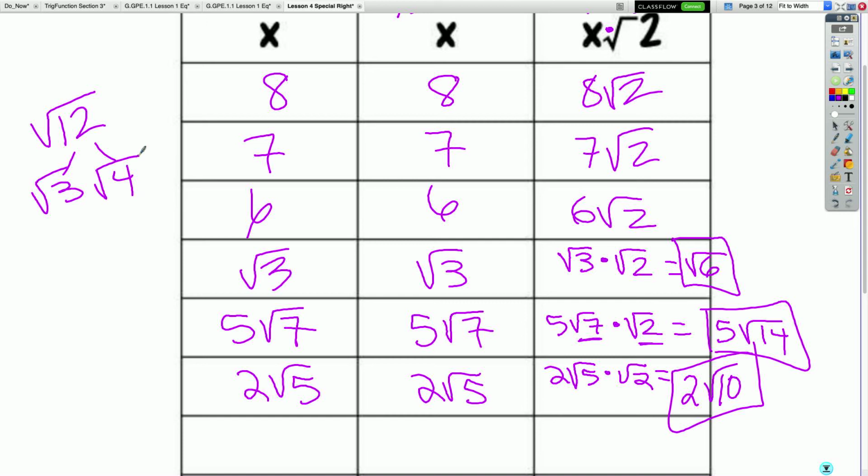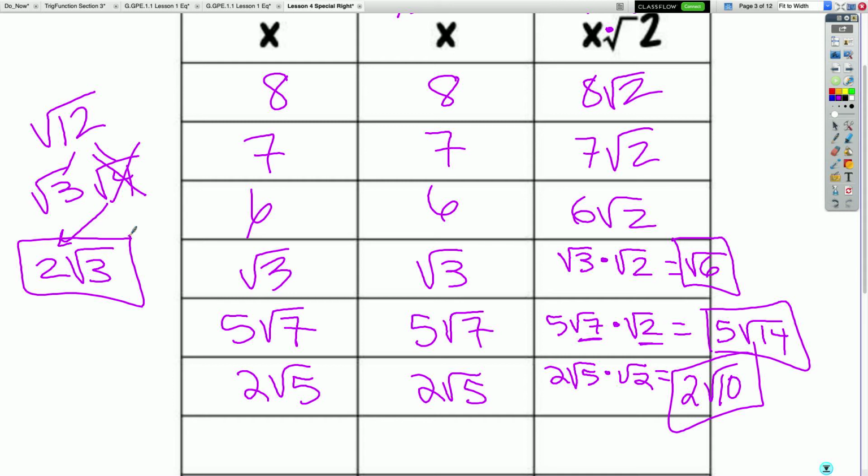Which one is a perfect square here? 4. What is the square root of 4? 2. So that becomes a 2. So I pull out that 2 on the outside, and I'm left with the square root of what? 3. So that is how we would simplify a radical.